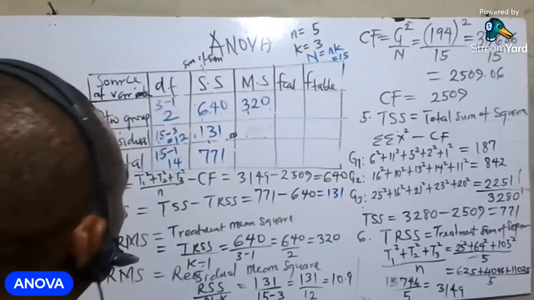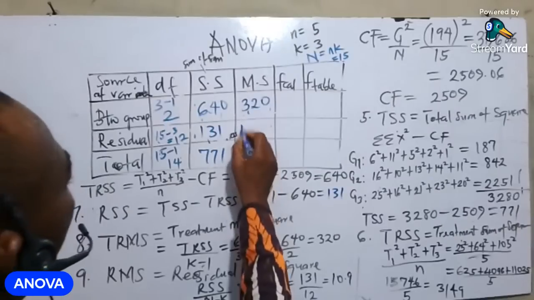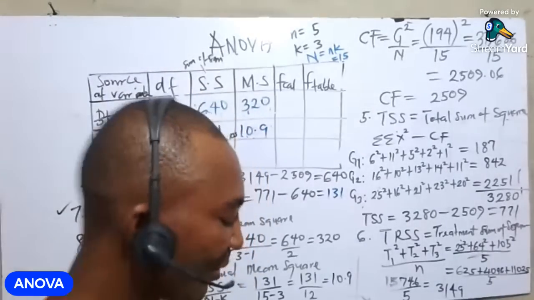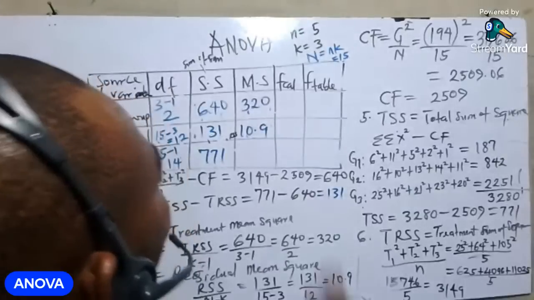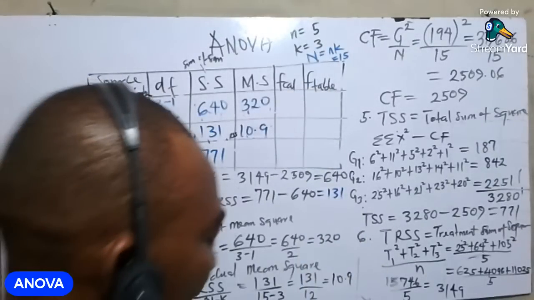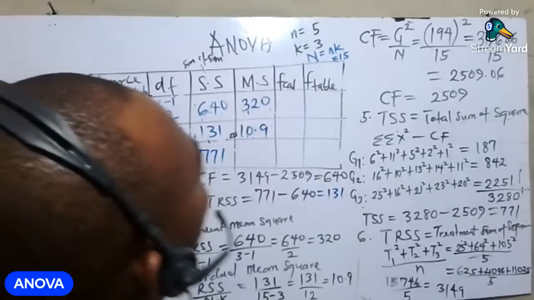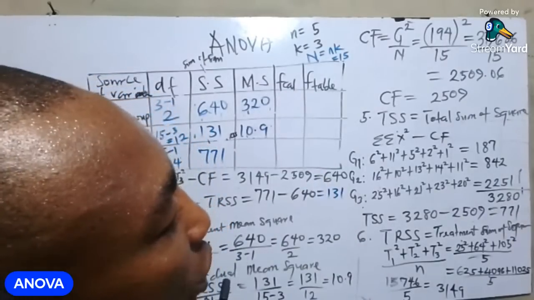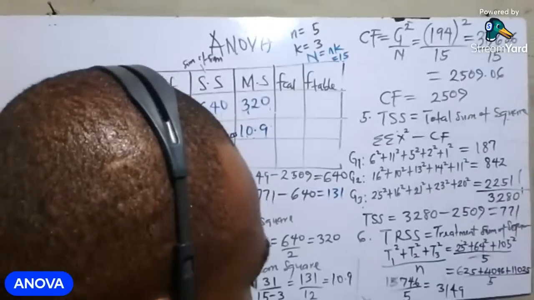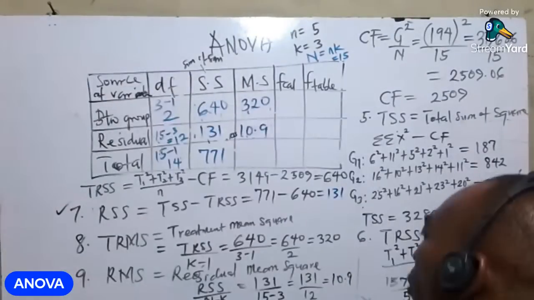So I'm looking for 10.9. So this is 10.9. We are almost through. It's just to get our F calculated now, which is the last thing, and it's the easiest thing. That is the F ratio. So how do we get your F calculated, which is the F ratio? How do we get that? Let me clean this place. You know that is the last step.